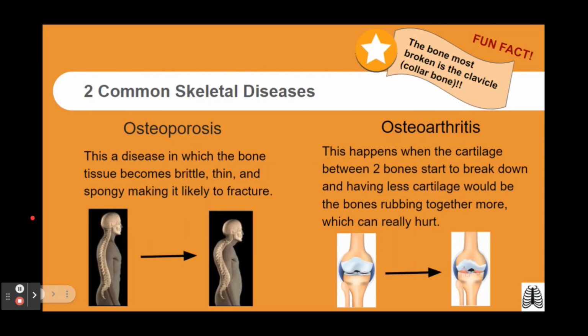And now here are some common skeletal diseases. Before we get into those, a fun fact is that the bone that is most broken is the clavicle, the collarbone, on average worldwide. The two most common skeletal diseases are osteoporosis and osteoarthritis. Osteoporosis is a disease in which the bone tissue becomes brittle, thin, and spongy, and is most likely to fracture. This is normal, but this is someone with osteoporosis. And then we have osteoarthritis. This is a healthy joint, and osteoarthritis can happen when the cartilage between two bones starts to break down, and less cartilage can cause the bones to rub together more, which is really bad and can cause a lot of pain.